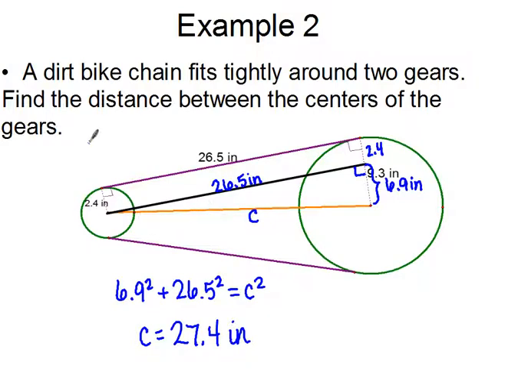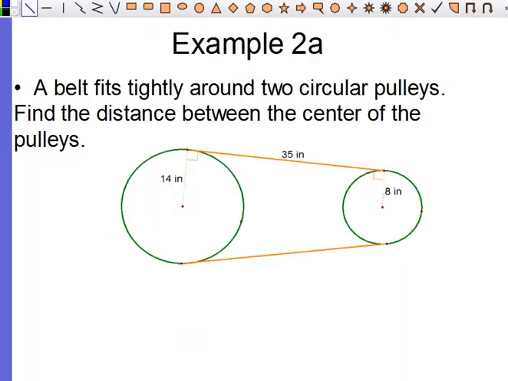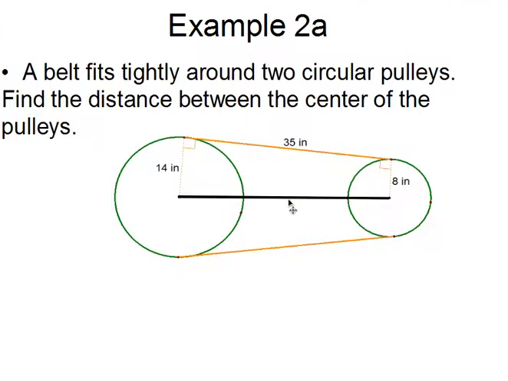Okay, a little trickier of a problem. So let's go try another one. Same deal. A belt fits tightly around two circular pulleys. So there's a belt running around these pulleys. We want the distance between the centers of those pulleys. Okay, so do the same thing. Take this piece, move it up, create a right triangle here.